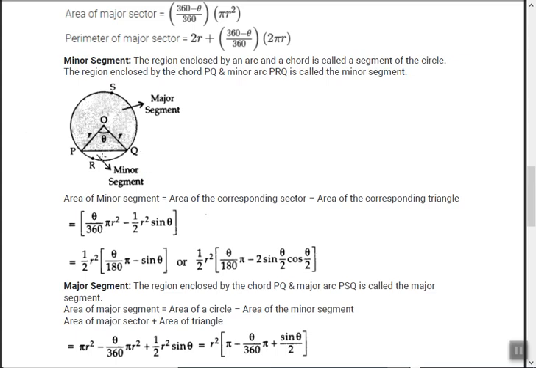Now what is the area of this minor segment? This white part I have to find out. How will I find it? The area of the corresponding full sector OPRQ minus the area of triangle OPQ, right? Let's find out. The area of the corresponding full sector we have just found earlier: theta upon 360 into pi r square. That is done. Now what is the area of this triangle? This triangle is somewhat difficult.